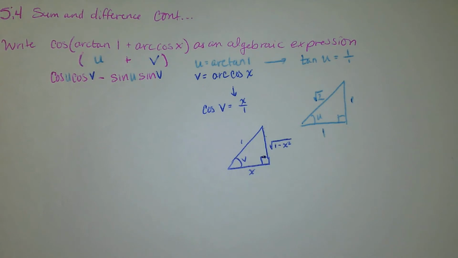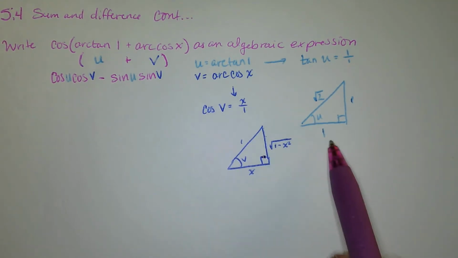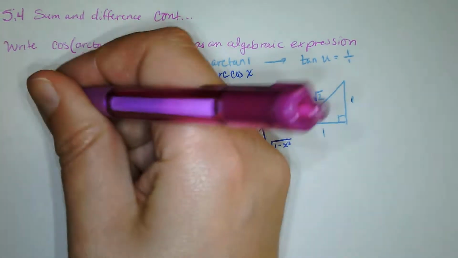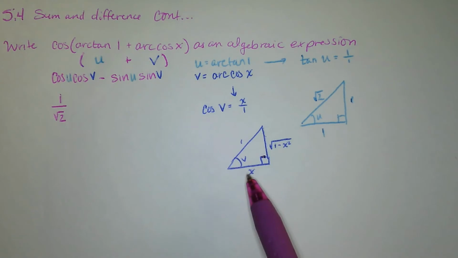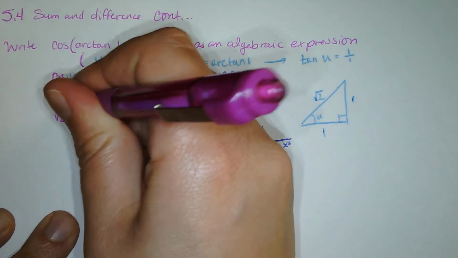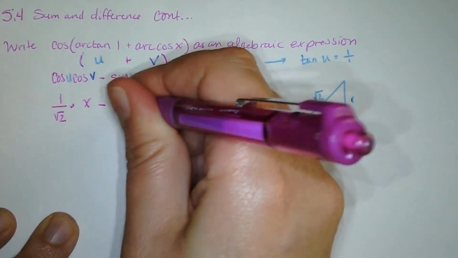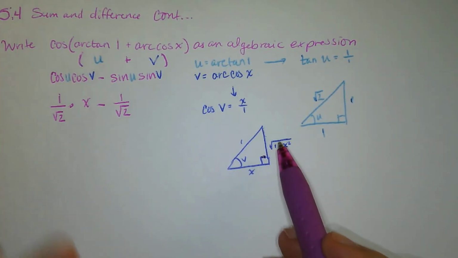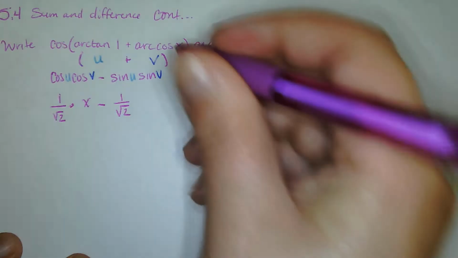All right, so now we can actually figure these out. So, what is the cosine of angle U? Well, here's angle U. The cosine is adjacent over hypotenuse. So cosine of angle U is 1 over square root 2. Cosine of angle V, we actually already know that. That's just going to be x. Minus sine of angle U, that's opposite over hypotenuse, so 1 over square root 2. And sine of angle V, opposite over hypotenuse, so the square root of 1 minus x squared over 1.